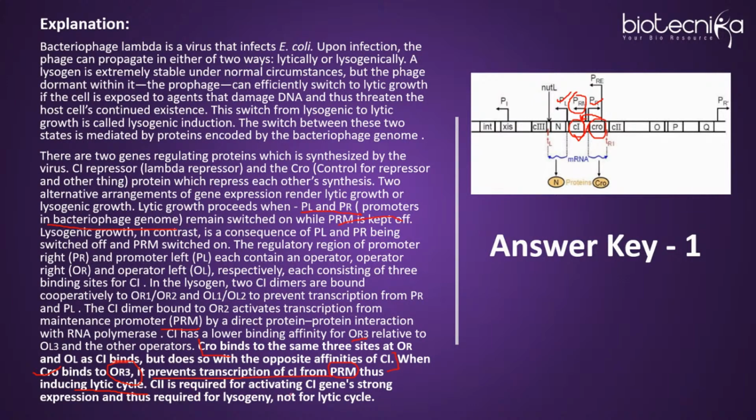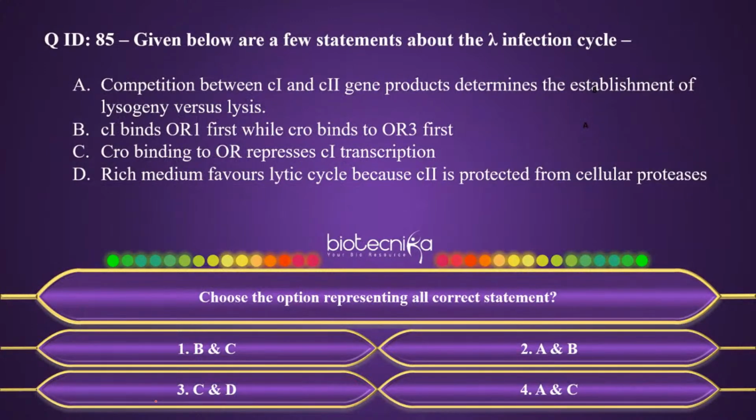So C2 is required for activating the C1 gene's strong expression and thus required for lysogeny, not for the lytic cycle. So in this particular question, option B and option C are the correct ones, which say that CI binds to OR1 first, while CRO binds to OR3 first. Right, and CRO binding to the OR region, the right hand side operator, represses the C1 transcription.